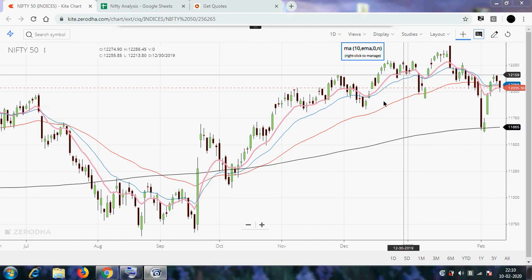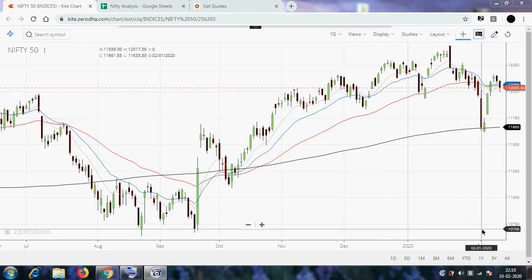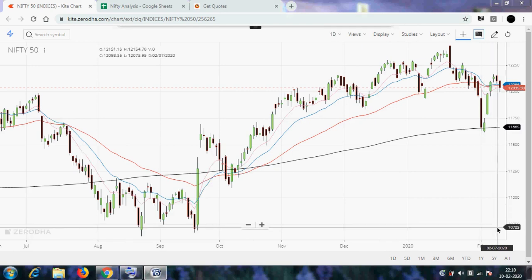Hi all, this is the analysis of Nifty for 11th of February. We'll have a look at the chart and then the afternoon data after the close of 10th of February. So let's see the chart first.